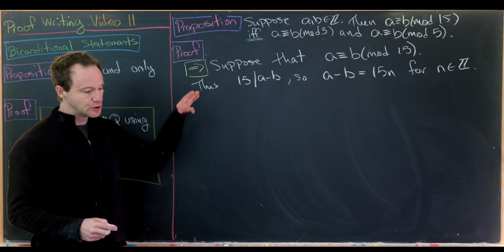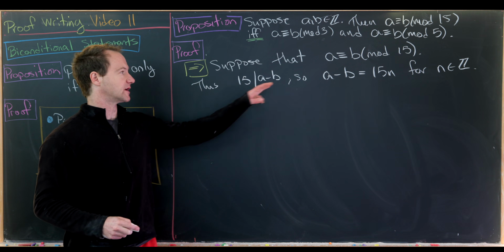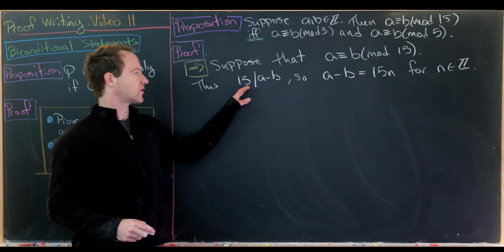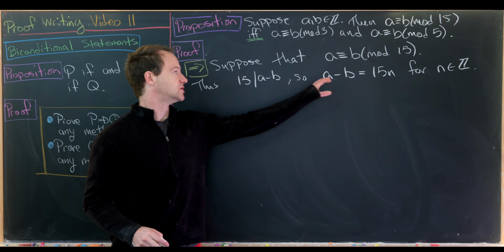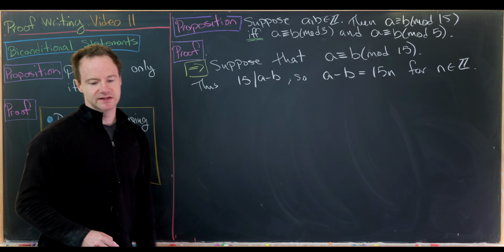So we had a twofold unpacking of our definition. First, from congruence mod 15 to divisibility, to this being a multiple. So that's cool.